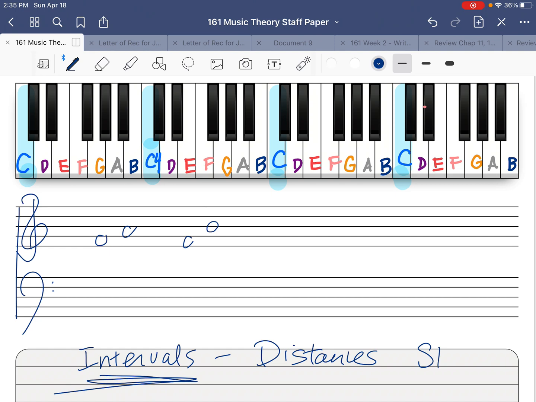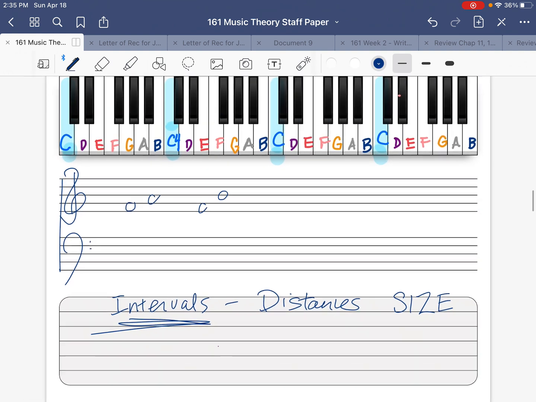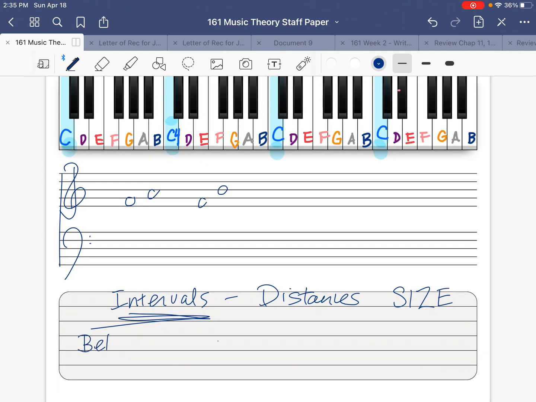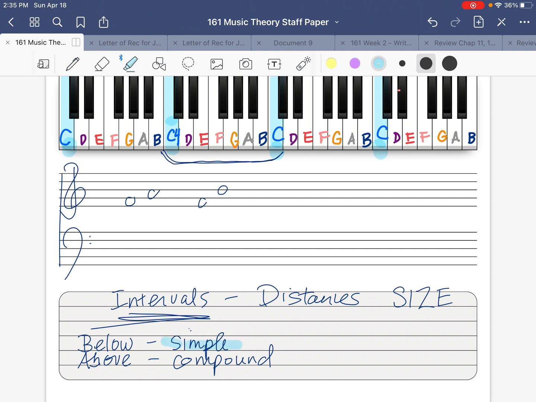We're basically going to talk about interval size and anything that is below an octave. Anything below an octave is called a simple interval, and that's what we're going to focus on here. But anything that's larger than an octave, so recall this is an octave here from C to C, is going to be called a compound interval, and anything smaller is going to be called a simple interval. Let's just focus on the simple intervals for right now.